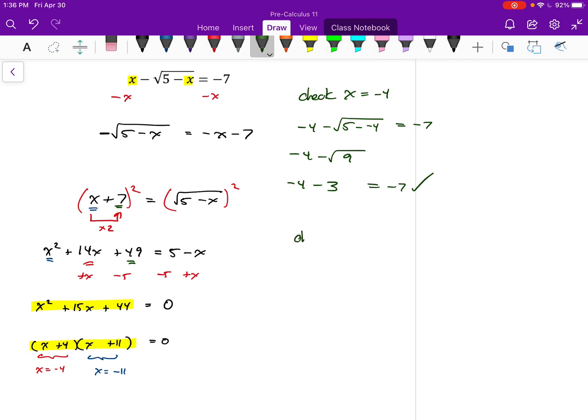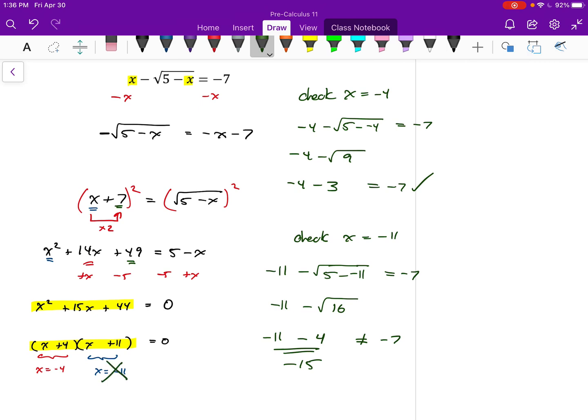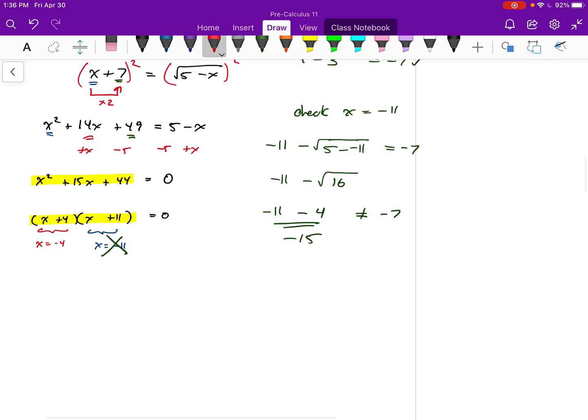And then let me check when x equals negative 11. So I have negative 11 minus the square root of 5 minus negative 11, and that should equal negative 7. So I have negative 11 minus the square root of 16, which is negative 11 minus 4. And negative 11 minus 4 does not equal negative 7. Negative 11 minus 4 equals negative 15. Which means this is not one of my solutions, so I need to reject it.